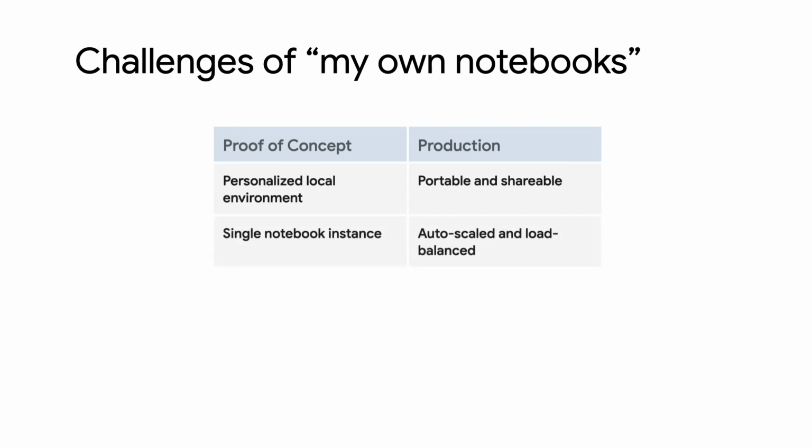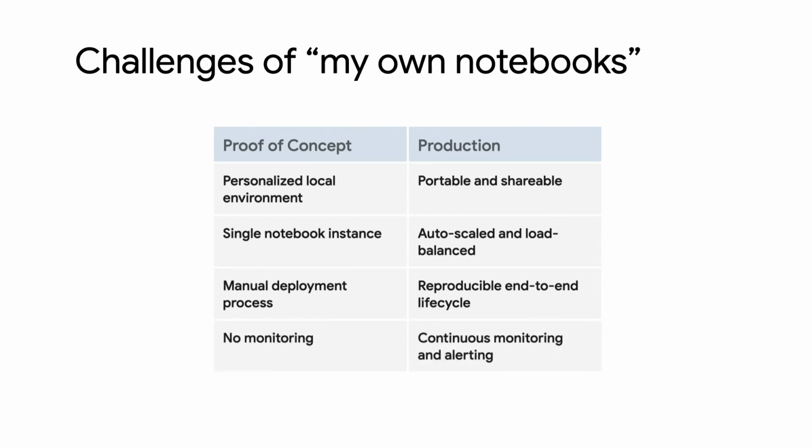The ops teams have to take on a lot of work to scale and load balance to build a production system. Proof of concepts are manually deployed, whereas in production, the ops team needs to manage a reproducible end-to-end lifecycle. And after all of that, continuous monitoring and alerting still need to be taken into consideration.